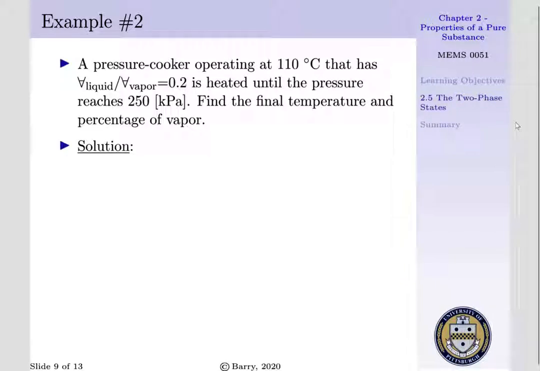Let us look at a more in-depth example of using the definition of quality, as well as our use of specific volumes. Say we have a pressure cooker operating at 110 degrees centigrade that has a volume of liquid to volume of vapor ratio of 0.2. And this pressure cooker is heated until the pressure reaches 250 kPa internally. We want to find our final temperature and the final percent vapor.